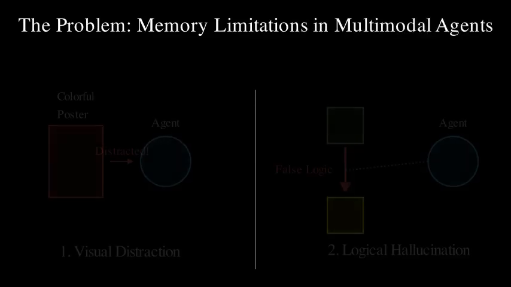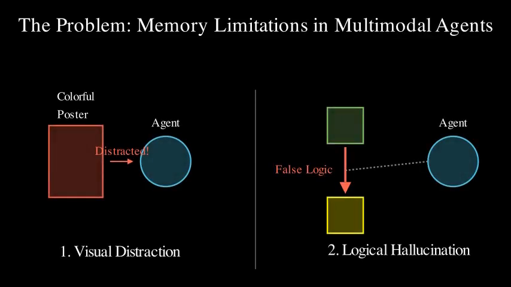Existing memory-augmented multimodal large language models, or MLLMs, struggle with complex reasoning tasks. They often exhibit what we call brevity bias, where they tend to forget crucial details from past interactions. More importantly, they don't effectively integrate different modalities, specifically visual and logical information. This leads to two key problems: visual distraction errors, where irrelevant visual cues mislead the agent, and logical hallucination errors, where the agent makes incorrect logical deductions.